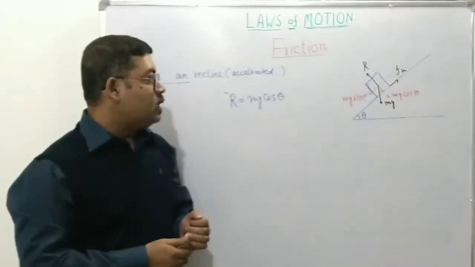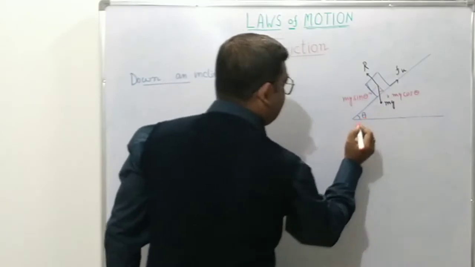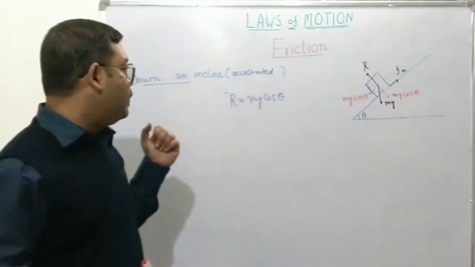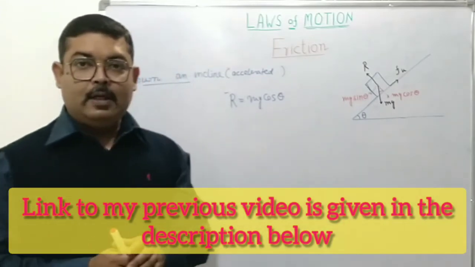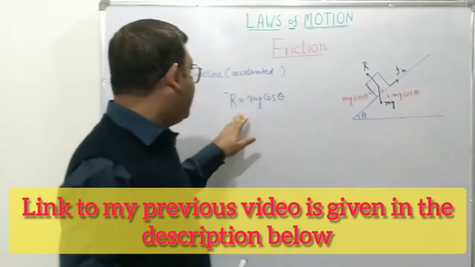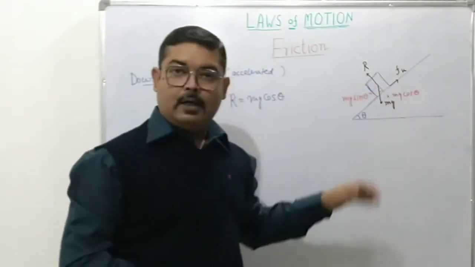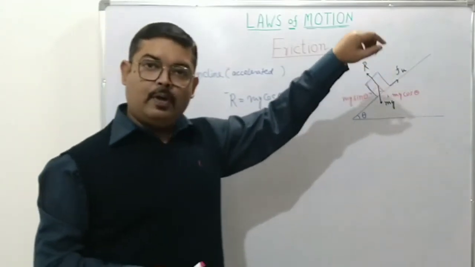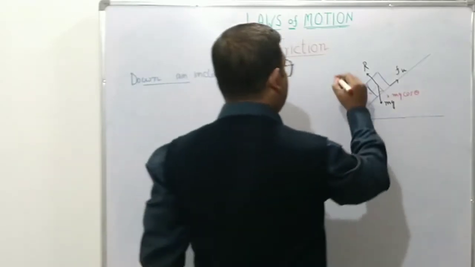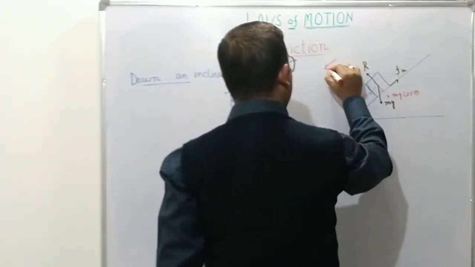Okay, now let's consider a case where the angle of the incline, theta, is greater than the angle of repose, as we discussed in our previous videos. If you haven't seen them, the link is given in the description below. You may please refer to them. Now what happens is that if theta is greater than the angle of repose, then the object will spontaneously slide down the incline. And let's say it slides down with an acceleration of a in the downward direction.